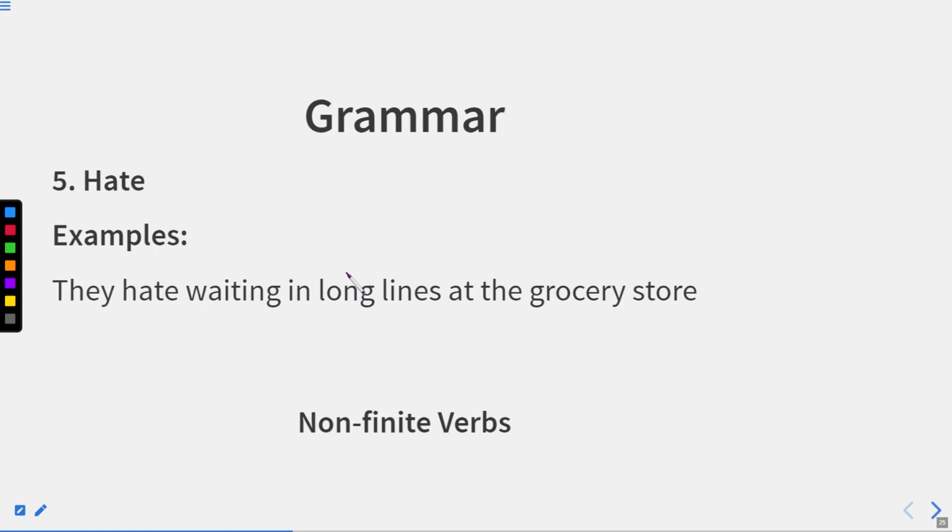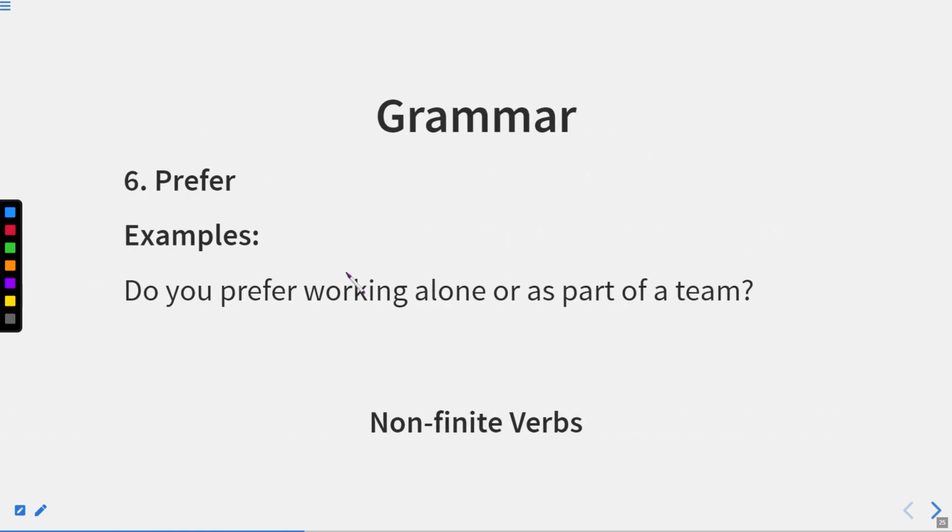Now, let us move to the next one. Prefer. Do you prefer working alone or as a part of a team? Now, if I say I prefer tea, it means tea is a noun and I'm preferring it. But here, working is behaving like a noun. Though it is verb plus ing, it is behaving like an object, like a noun, therefore it is a gerund.